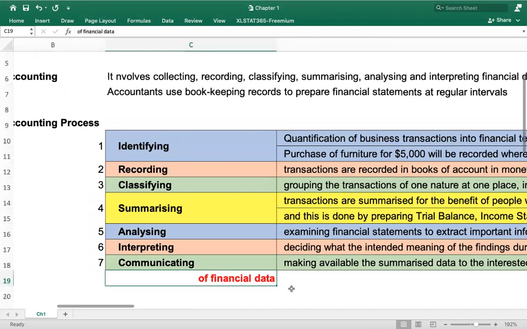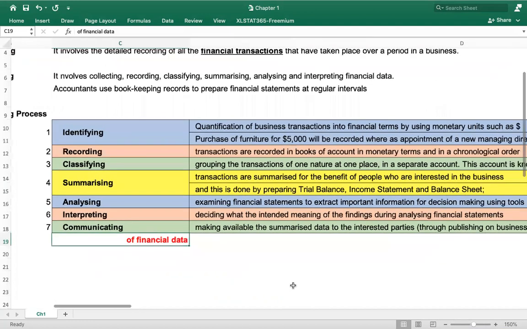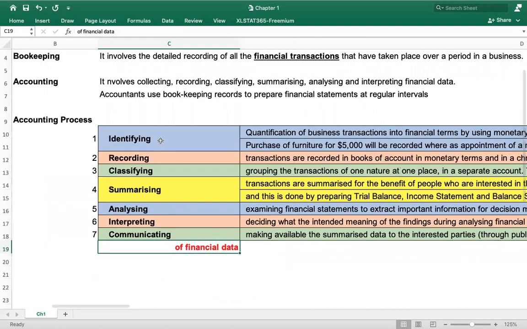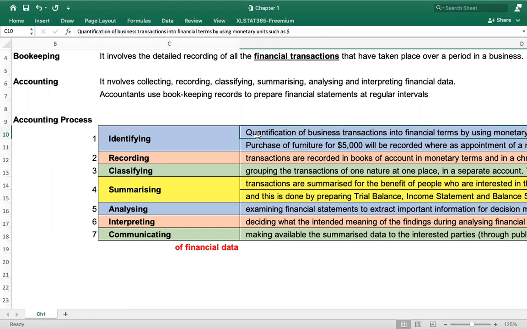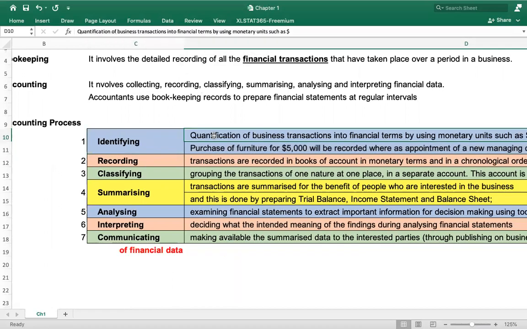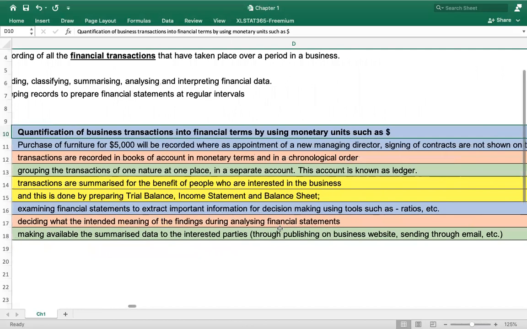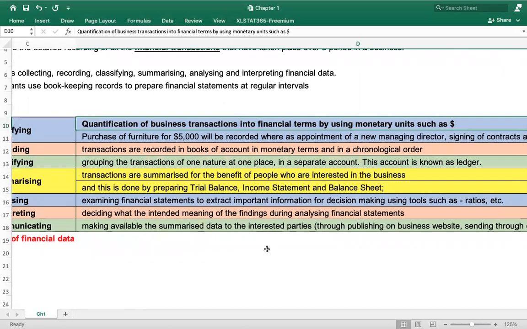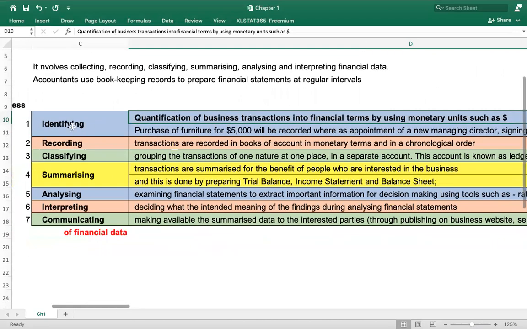In the previous demo class, I explained what we mean by financial data, right? Identifying means we will identify which financial data we are supposed to record and which we are not allowed to record. There are certain events in the business, and we need to identify which we will record and which we will not. Let's revise that point once again. Can you read out the first line in front of identification, this highlighted part? Quantification of business transactions into financial terms by using monetary units such as dollar. That is the definition of identifying.